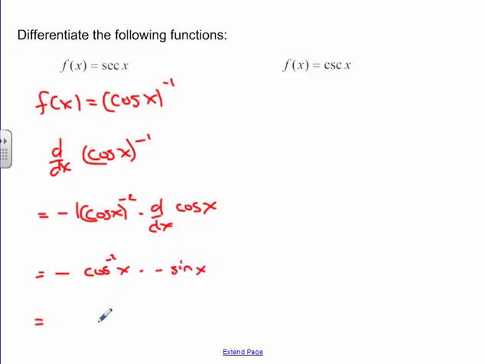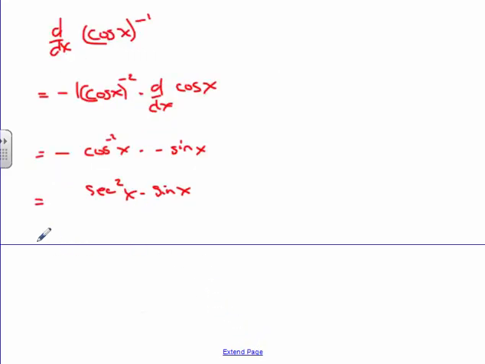A couple of negatives together cancel each other, so we can ignore the negatives. Cosine squared on the bottom, if it's a negative 2, cosine actually gets back to secant squared. And then you'll also have a sine squared. And so the derivative of secant is actually secant squared times sine squared. But that's not necessarily how we write it. That one works, but it's sometimes written a little differently.